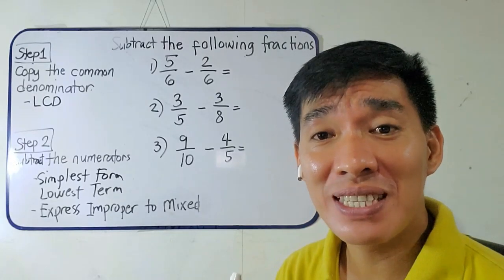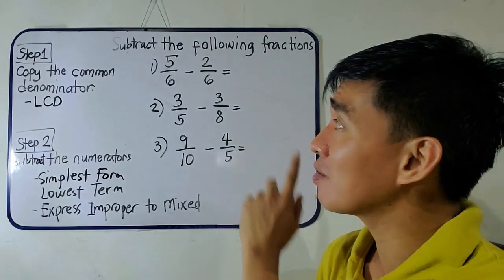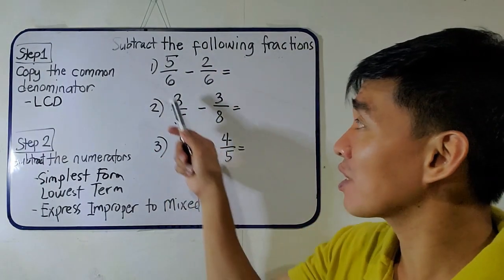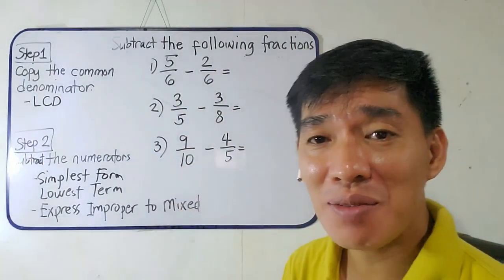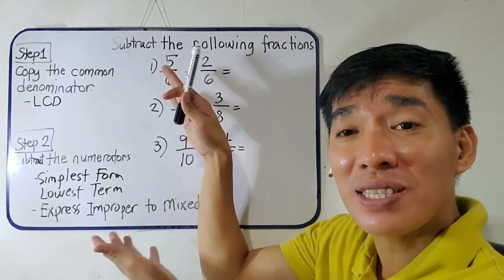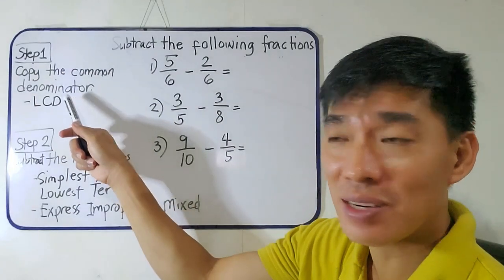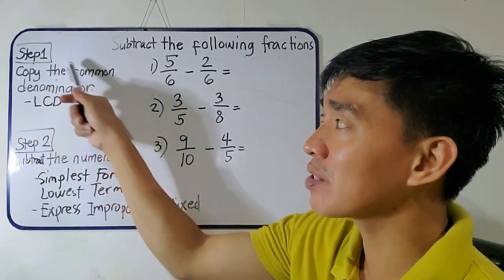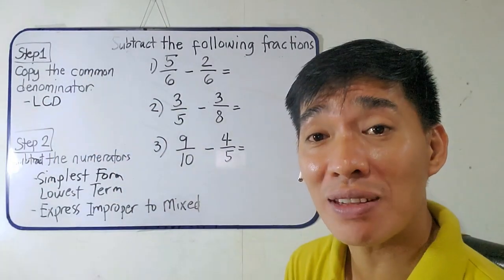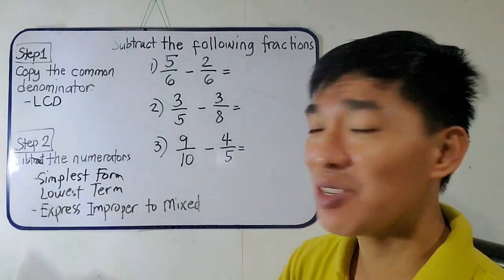Alright, we are already done with addition of simple fractions. This time, let's try to do the subtraction. So subtract the following fractions. Of course, I would like to remind you all that we will still use the same steps. Step number one, copy the common denominator. If they don't have the same denominators, then look for their LCD or least common denominator. Next step is to subtract the numerators.